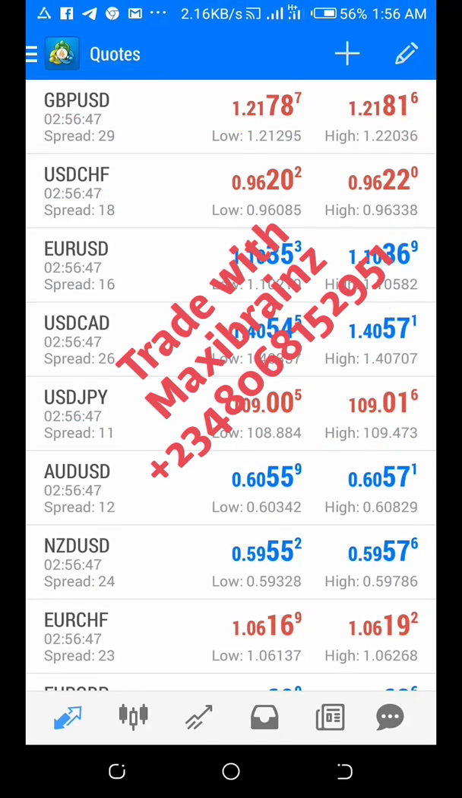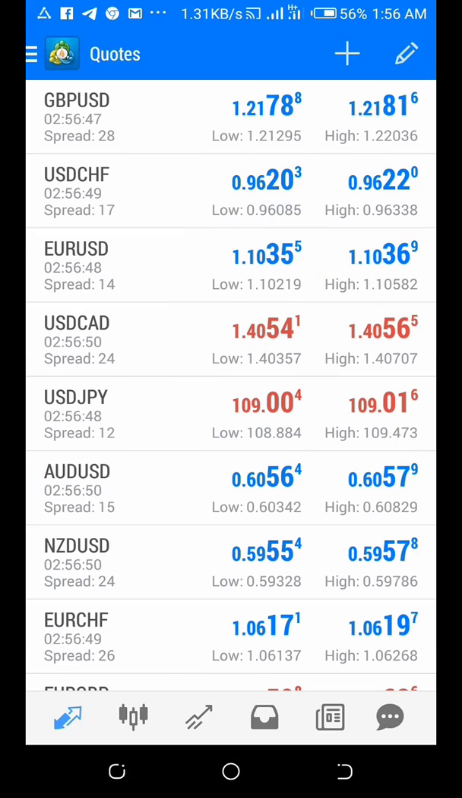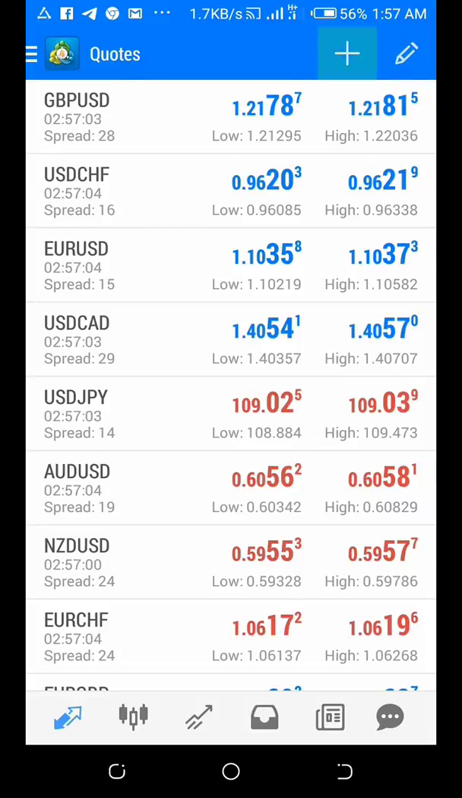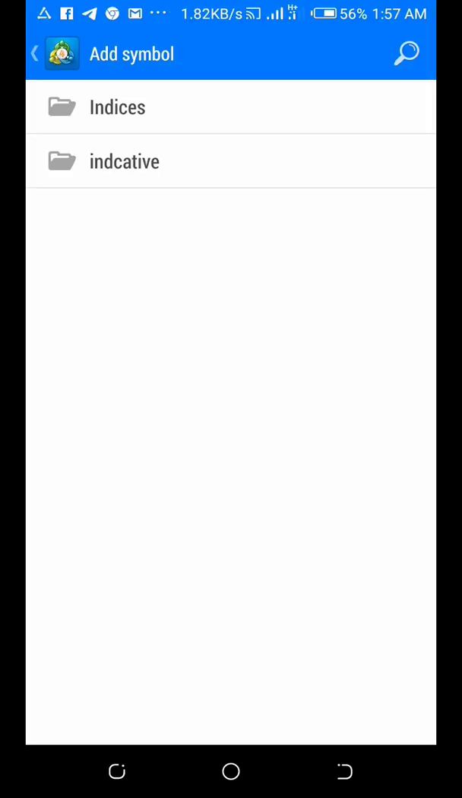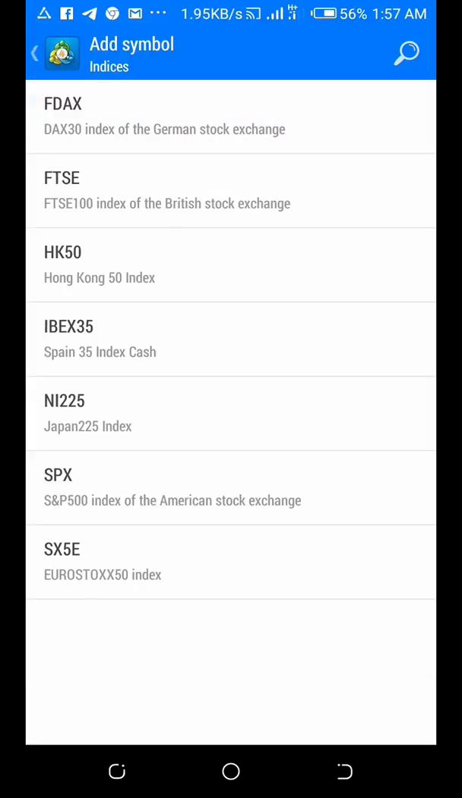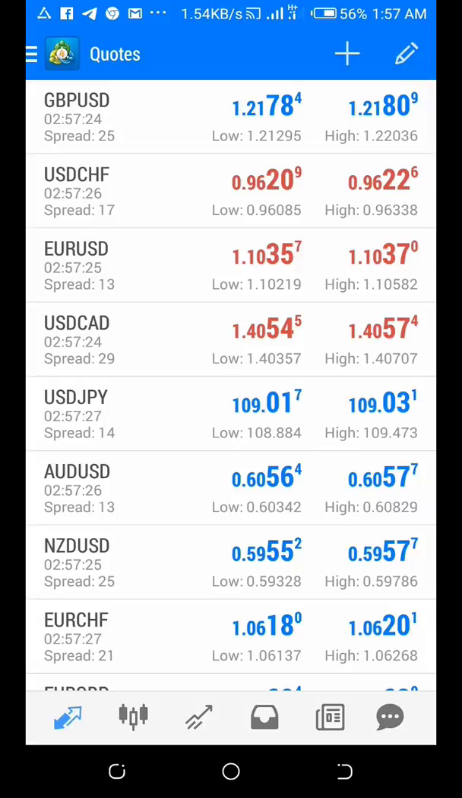Another thing you can find here is what we term the spread. Spread is what a broker charges you to place a trade. Then we also have the plus sign, which is used whenever you open an account to add more currency pairs to your quotes page. You just click on the currency pair and it is automatically added. All the currency pairs you want to trade, you click on them and add more symbols. That's what this plus icon is used for.